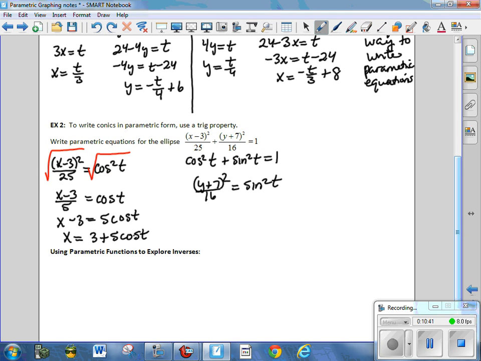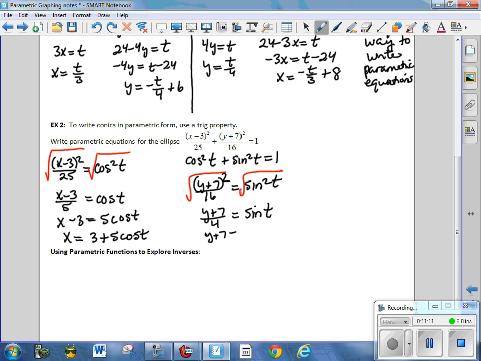I take the square root of both sides. I end up with (y plus 7) over 4 is equal to sine of t. And some of you may be asking me about the positive and negative. Basically, since I have positive and negative on both sides, and y can vary, I get all the values that I need just by doing this. I don't need to actually write positive and negative on both sides.